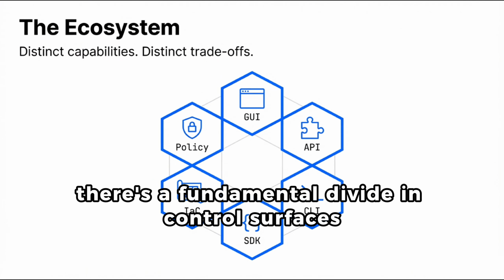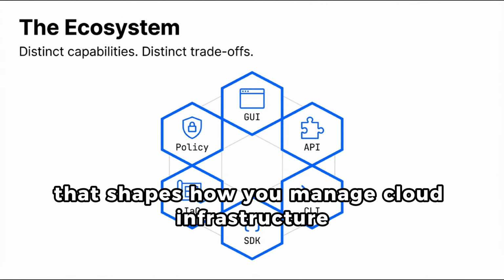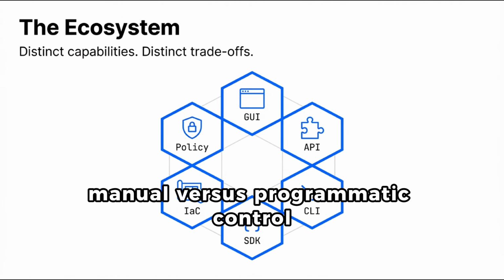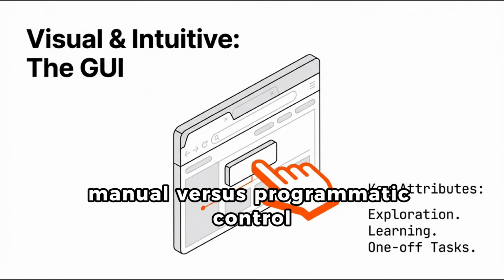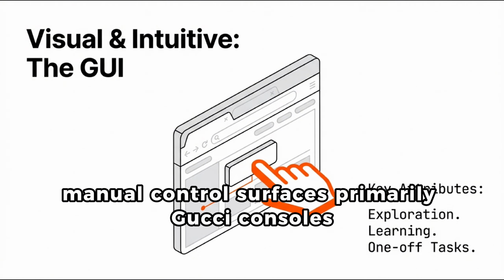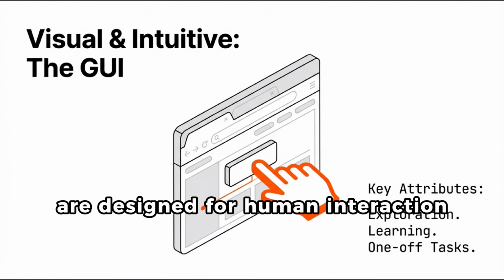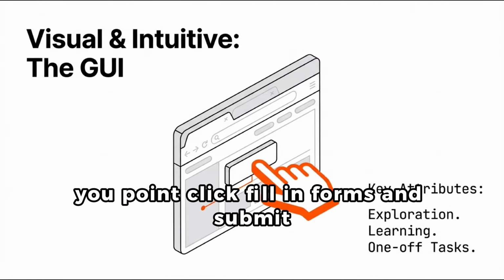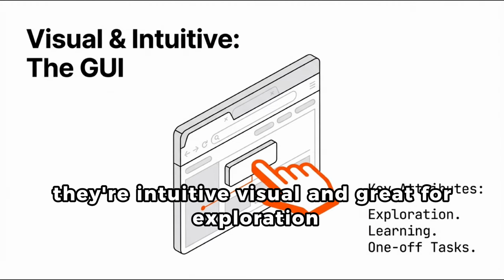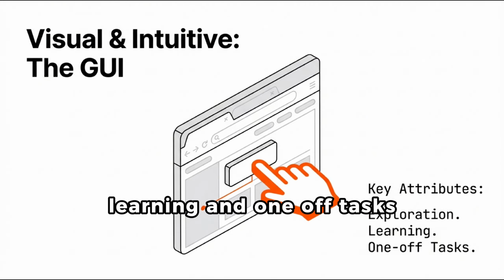There's a fundamental divide in control surfaces that shapes how you manage cloud infrastructure: manual versus programmatic control. Manual control surfaces, primarily GUI consoles, are designed for human interaction. You point, click, fill in forms, and submit. They're intuitive, visual, and great for exploration, learning, and one-off tasks.